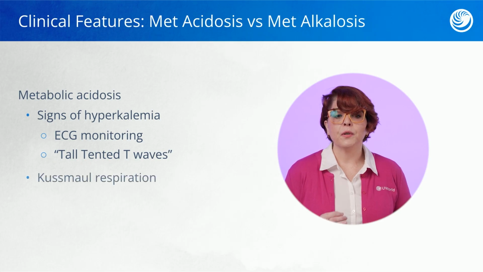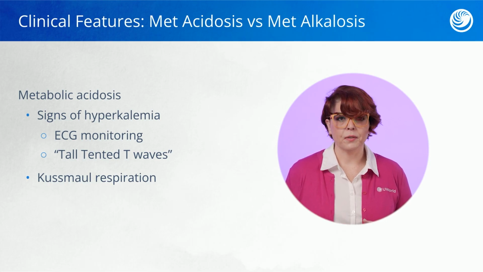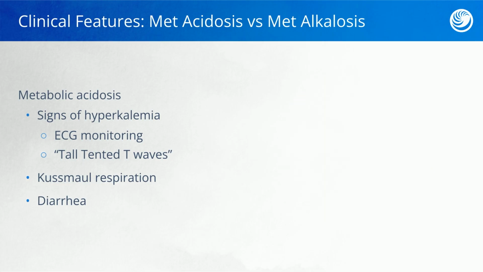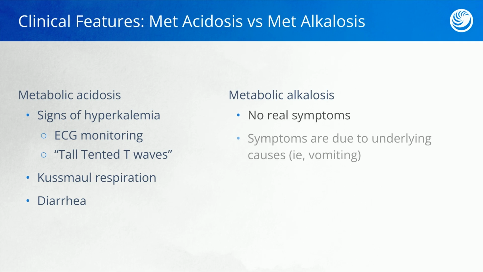You can also see Kussmaul's respirations, so you're thinking fast, deep breathing. Your patient is trying to blow off that acid to compensate. And for metabolic acidosis, don't forget my memory trick, metabolic acidosis: we're going to see diarrhea in these patients. In metabolic alkalosis, we're not going to see a ton of symptoms, just your patient feeling generally unwell.